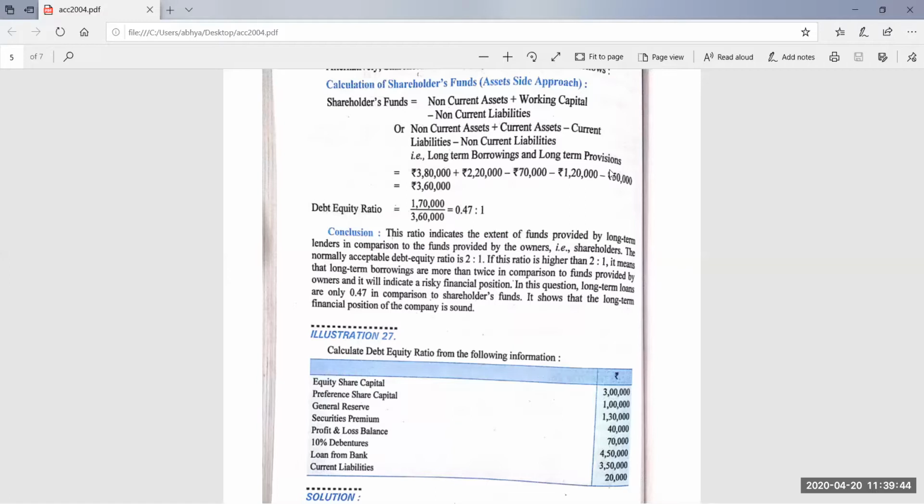10% debentures, which is 4,50,000, and loan from bank, which is 350. These two are the part of debt. So the total debt here, we need not find out the total, because total debt means current plus non-current. We are here considering the non-current liabilities or the debt. So the debt here is 10% debentures plus loan from bank, 450 plus 350, which is equal to 8 lakh. It means debt is 8 lakh.